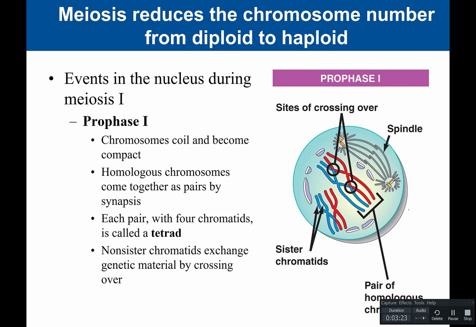If you got crossing over between sister chromatids, would that lead to any genetic diversity? Answer is no, because sister chromatids, remember, are exact copies. So this has to happen between homologous pairs, and it has to happen between non-sister chromatids. And so you can see at these sites of crossing over, they have exchanged genetic information. And so this is something unique that is going to happen in prophase I that does not happen in mitosis, because in mitosis, we don't want genetic variation. We simply want to make an exact copy.